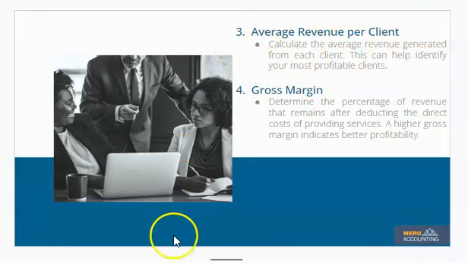Average revenue per client. This indicator calculates the revenue that has been generated from each client. This indicator helps you to identify your most profitable clients. Gross margin indicator. This is used to calculate the percentage of revenue that remains after all the expenses and deductions. The higher the gross margin is, the higher the profitability will be.